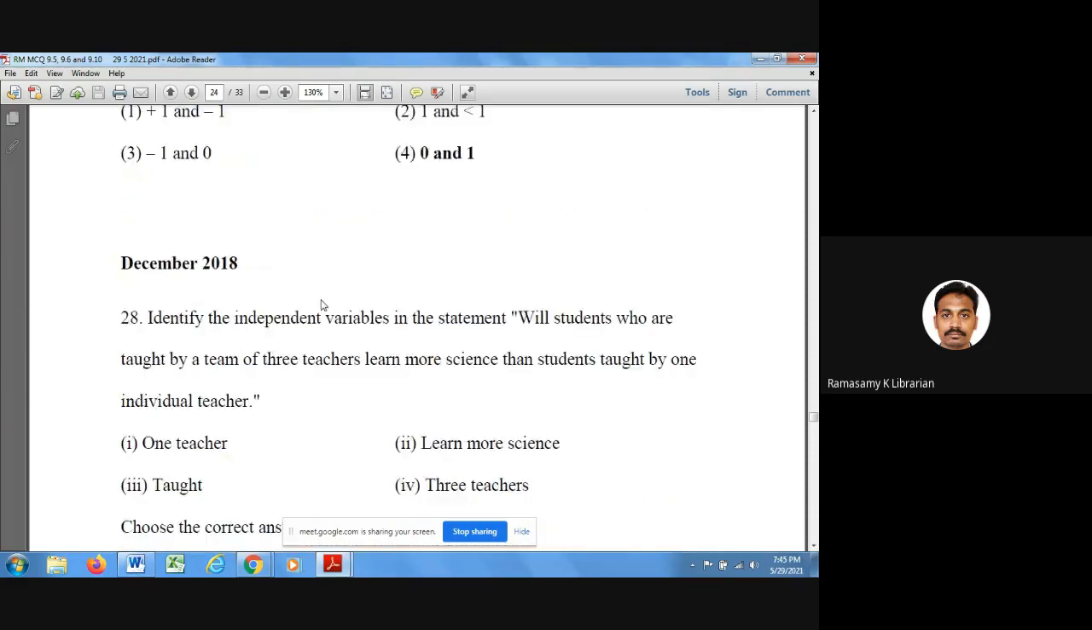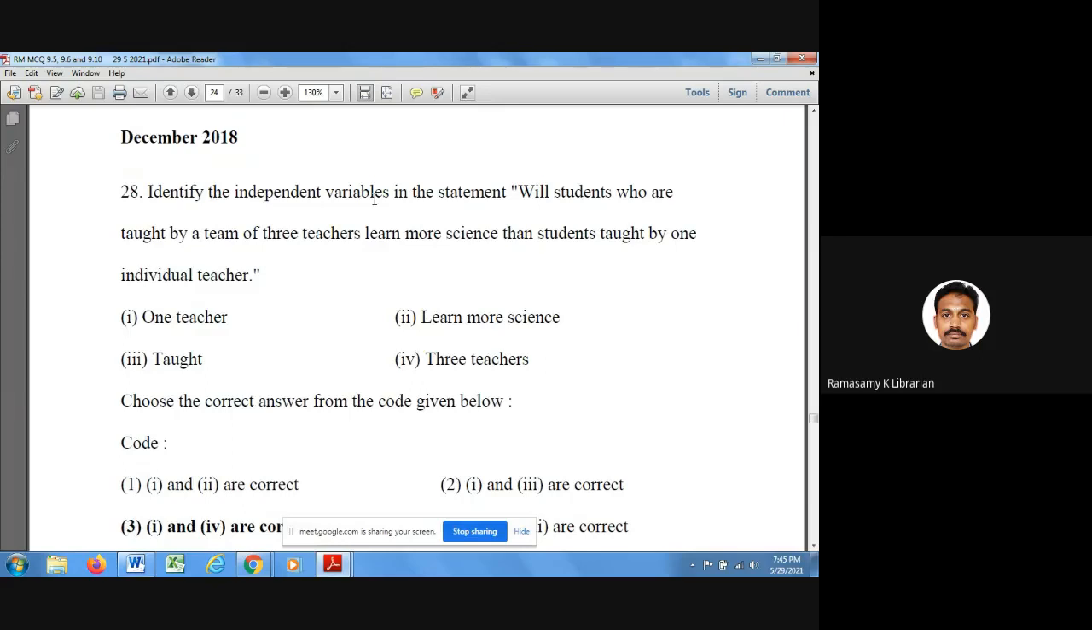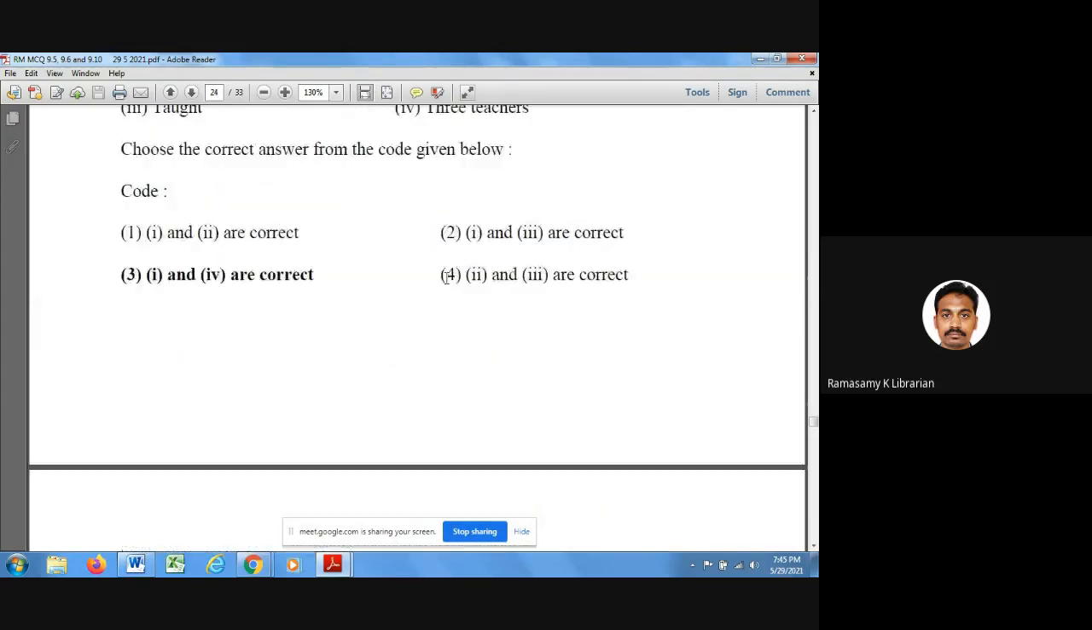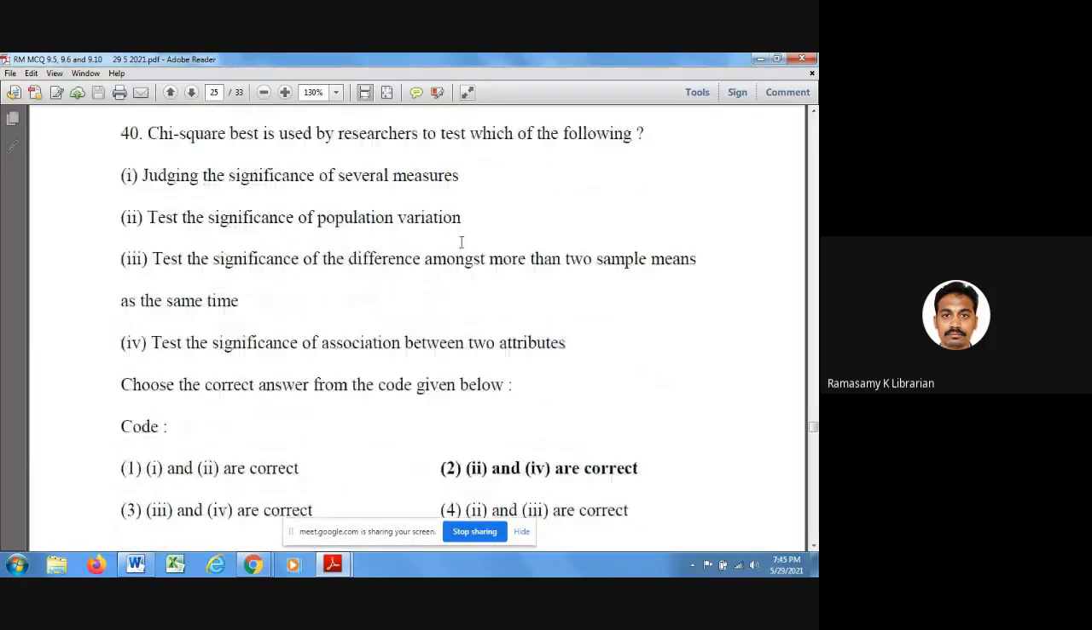Okay, fine. Identify the independent variables. I think we already discussed this question. I think I did not repeat it. I think by mistake I have duplicated this.